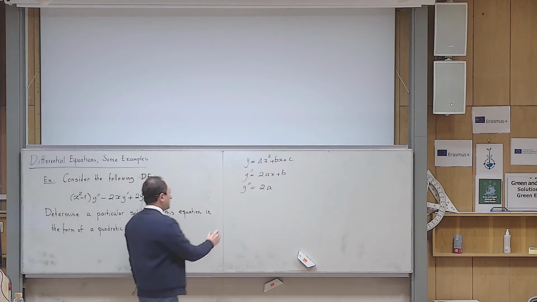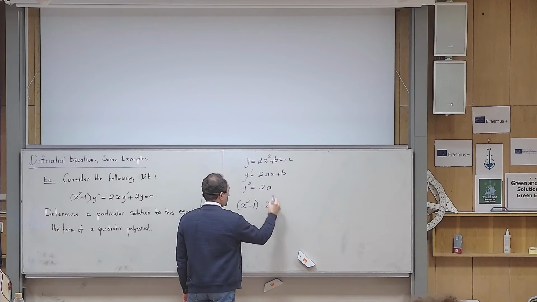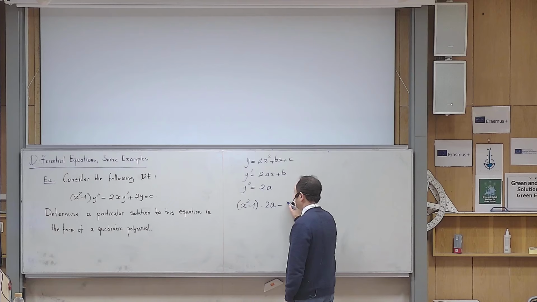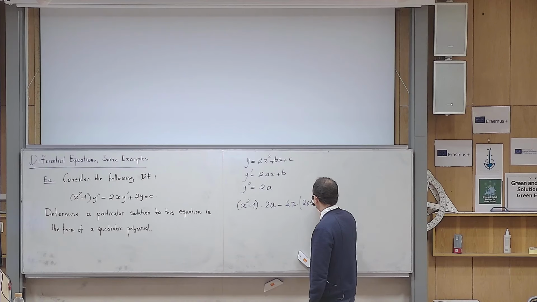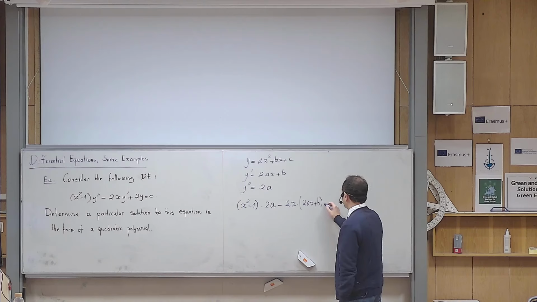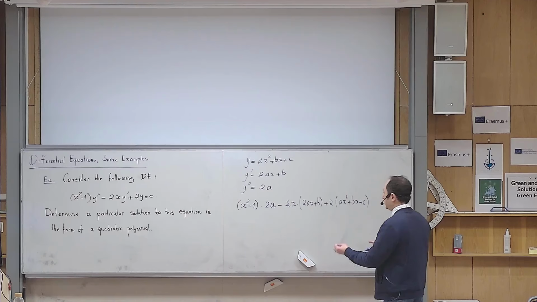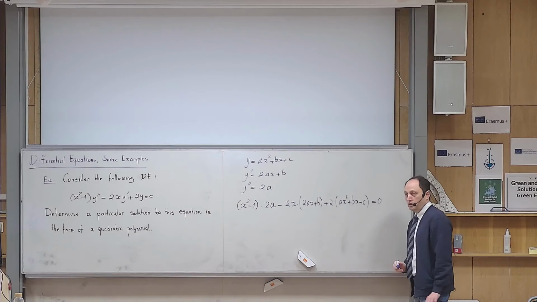So if I do that, it becomes (x squared minus 1) times y double prime, which is 2a, and then minus 2x times y prime, which is 2ax plus b, and then plus 2 times y, which is ax squared plus bx plus c. I want to fine tune a, b, and c so that this is identically zero. It means that for all choices of x, I want this to be the zero polynomial.